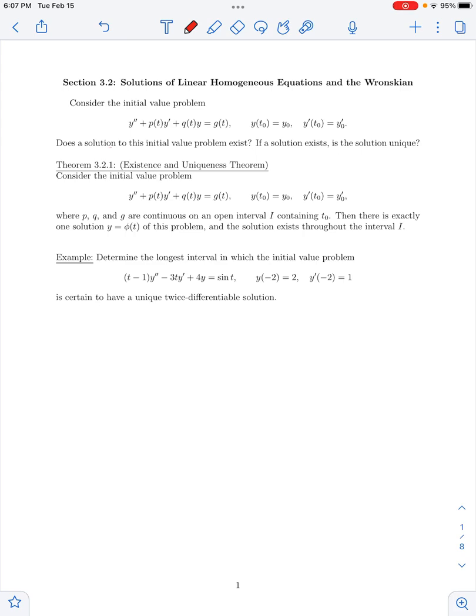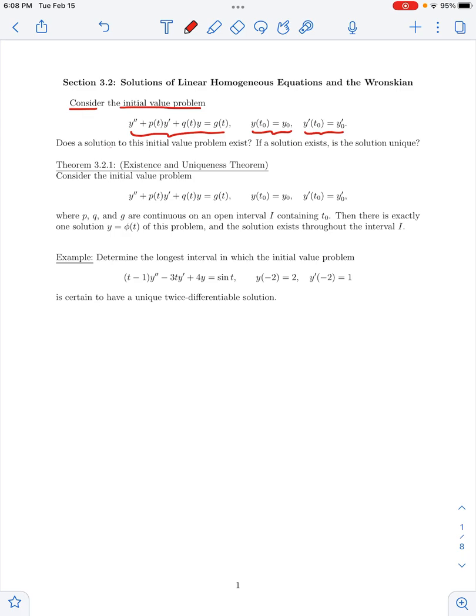So throughout this chapter, what we're going to be interested in is an initial value problem of the following form, something of the form y double prime plus p of t y prime plus q of t y equals g of t. So that is a second order linear differential equation with initial conditions of the form y at some time t naught is given as y naught, and the derivative of y at the same time t naught is also given. Let's call that initial value y naught prime.